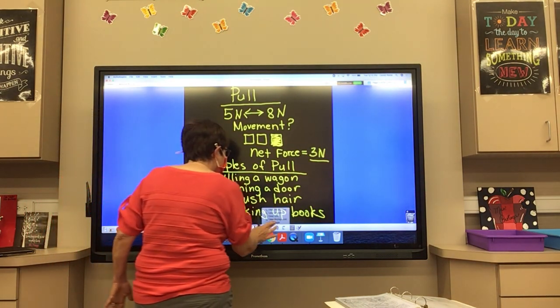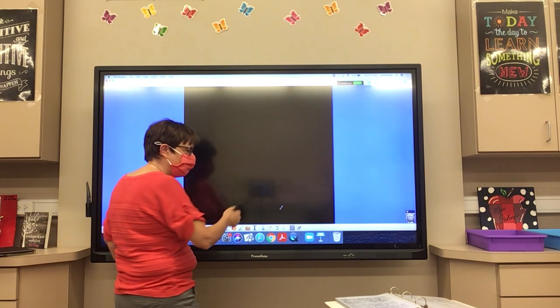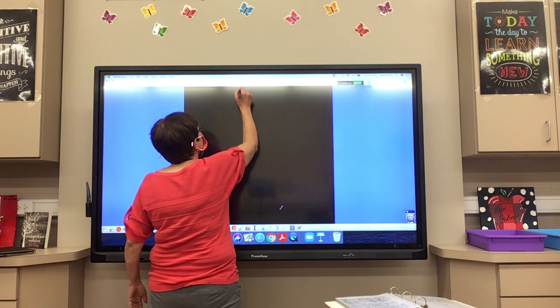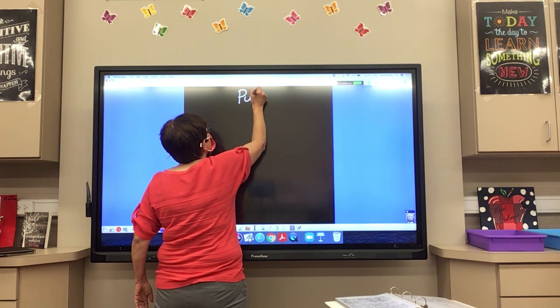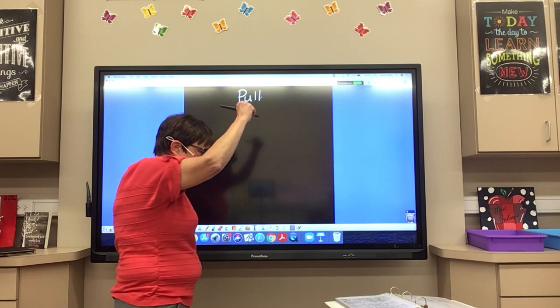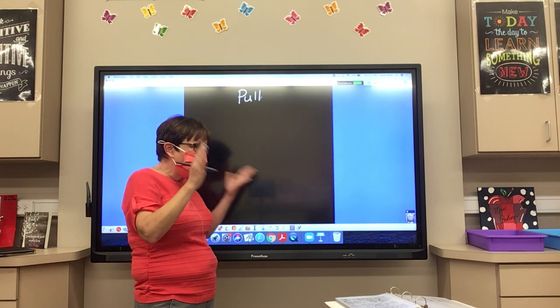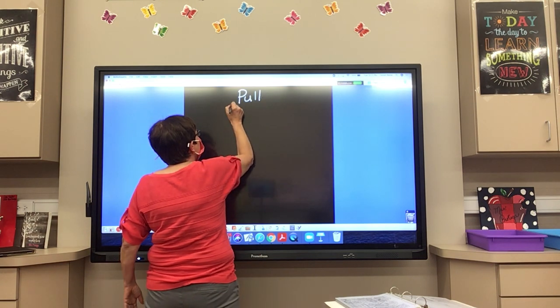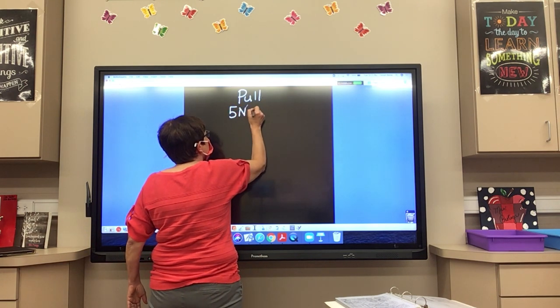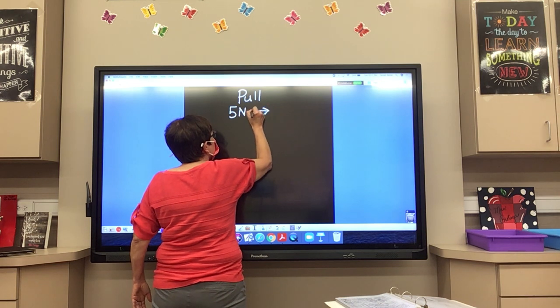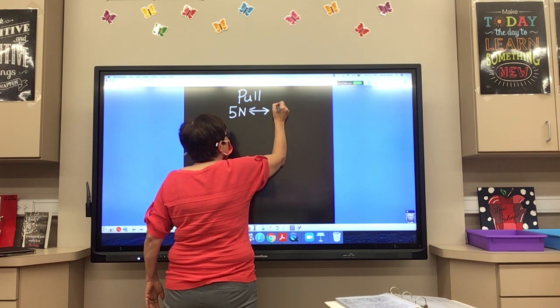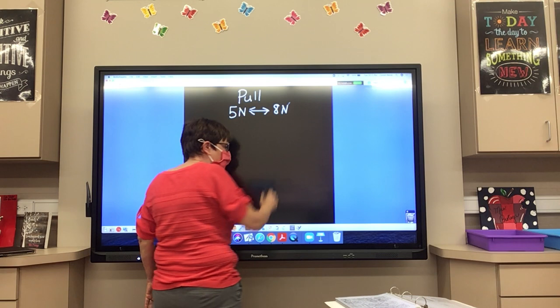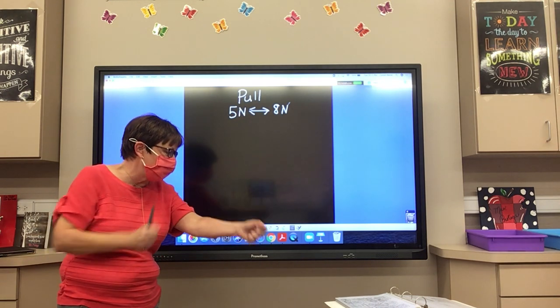Now we can go to our pull. Oh, that was already done. Did it in the other class. So now we have a pull. A pull is the opposite of a push, right, boys and girls? So if we have our 5 newtons, 8 newtons, they're pulling against each other.